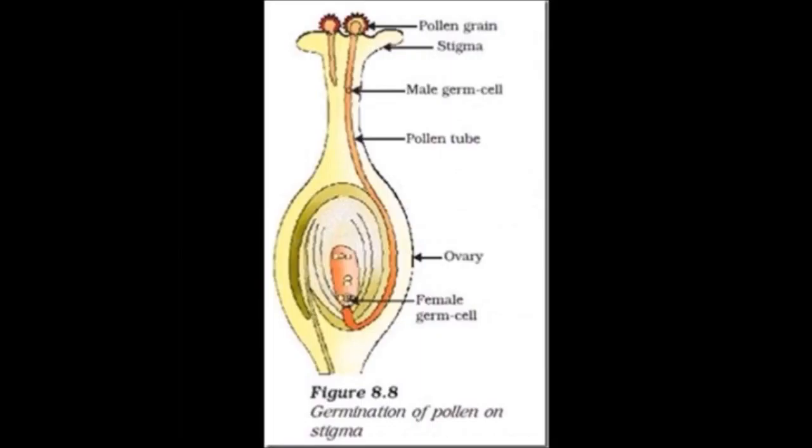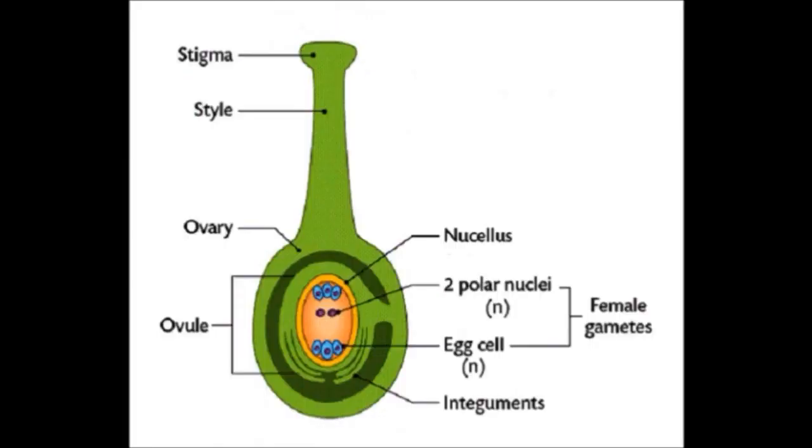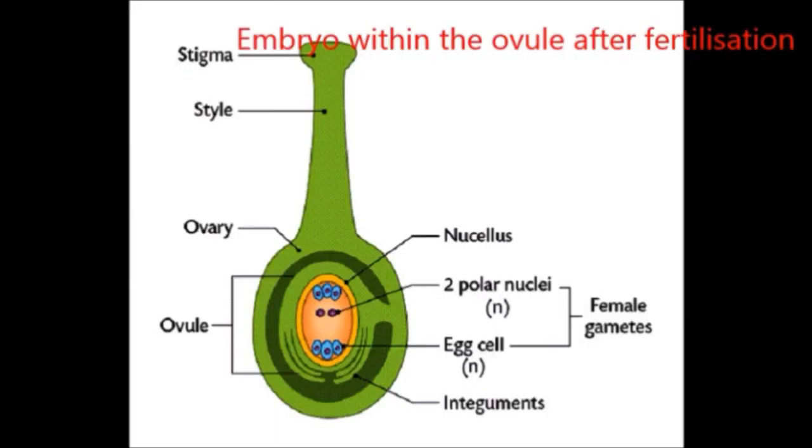After the pollen lands on a suitable stigma, it has to reach the female germ cells which are in the ovary. For this, a tube grows out of the pollen grain and travels through the style to reach the ovary.